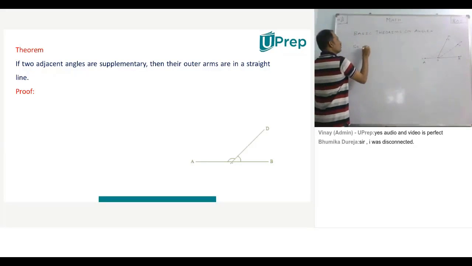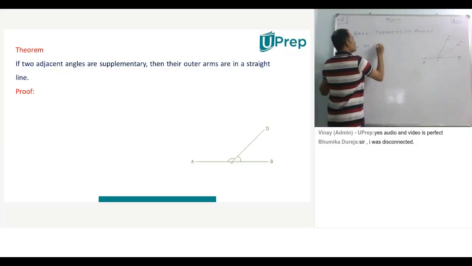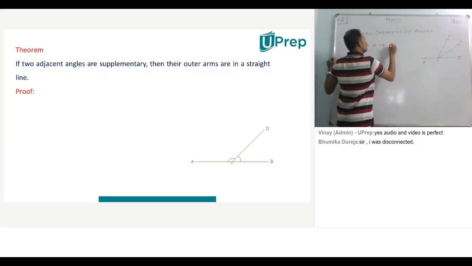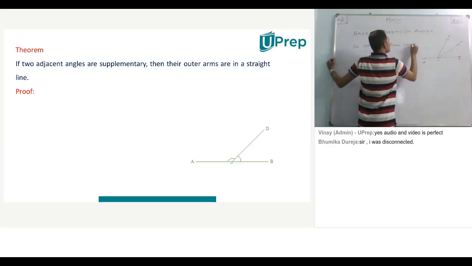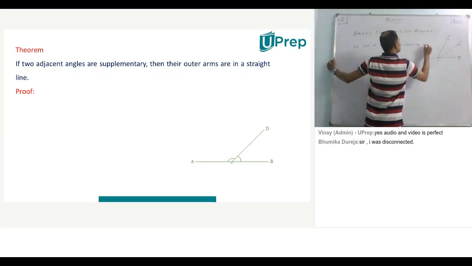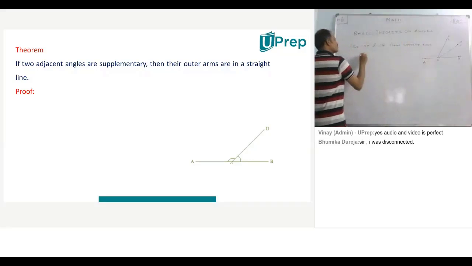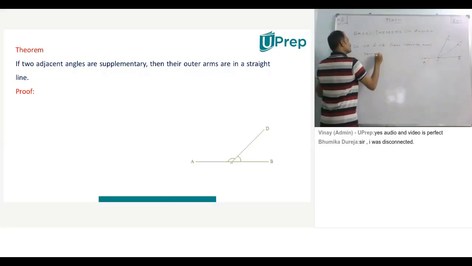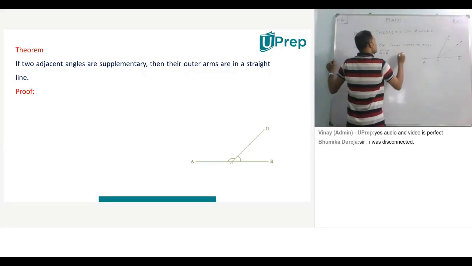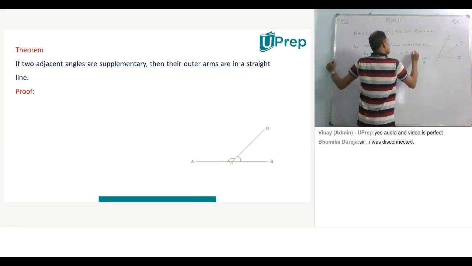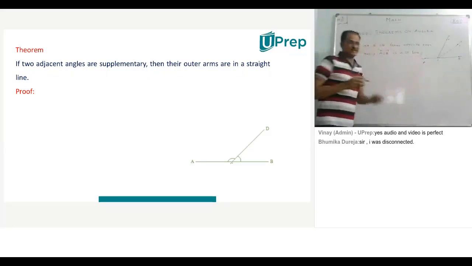Next line. So, OA and OB form opposite rays. Hence, AOB is a straight line. Is that what we have to prove?